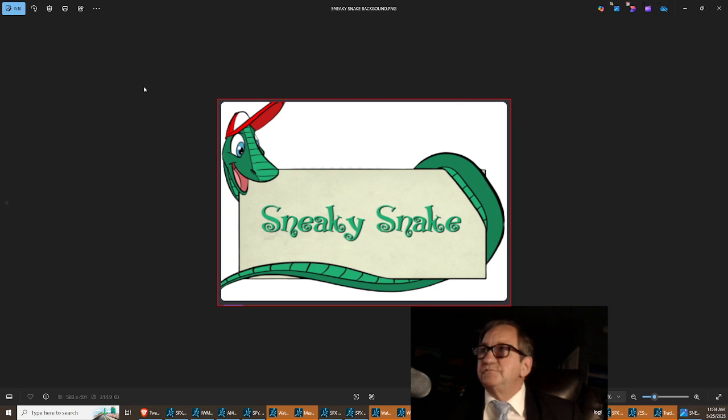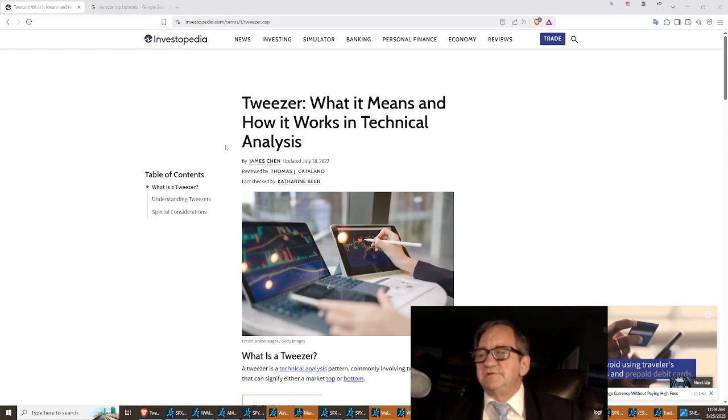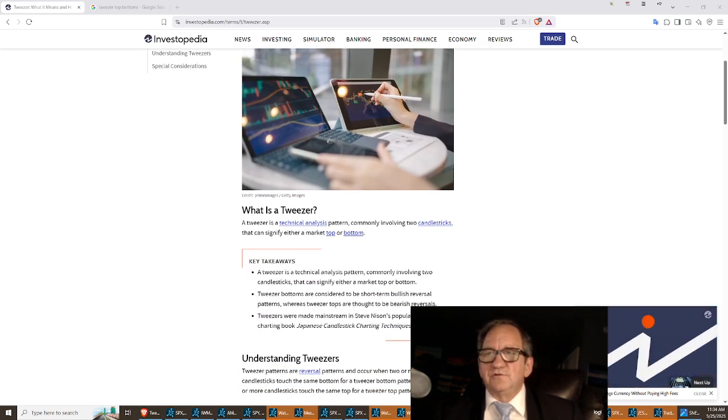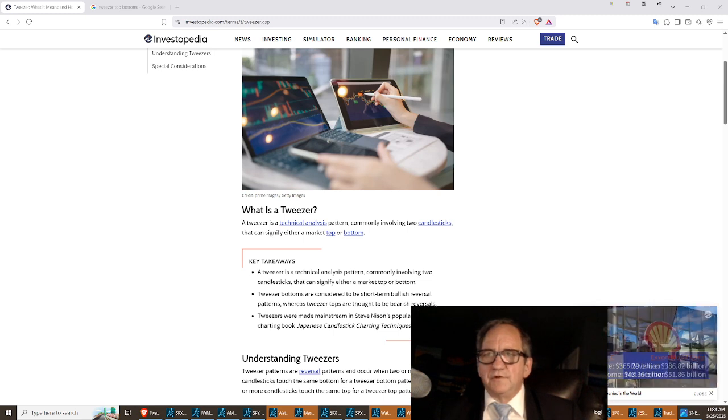And we're going to go straight to the tweezers: what do they mean, and how do they work in technical analysis. So a tweezer pattern is a technical analysis pattern commonly involving two candlesticks that signify either a market top or a market bottom. Tweezer bottoms are considered to be a short-term bullish reversal pattern. Tweezer tops, on the other hand, can be bearish reversals.